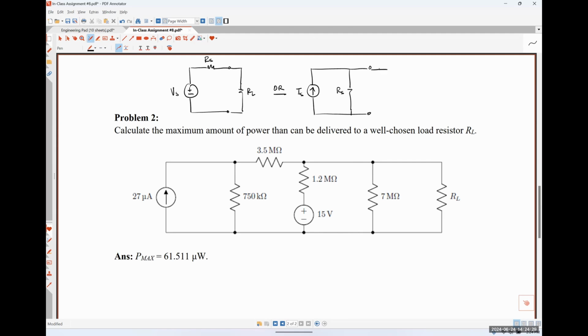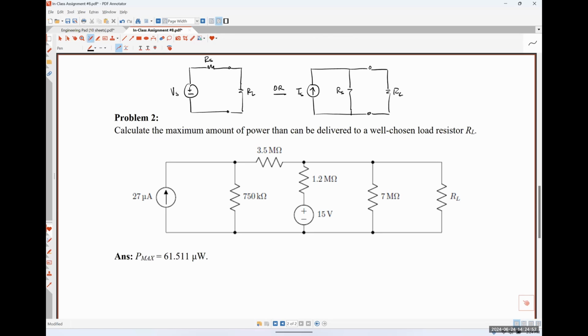In parallel with our resistance RL. And we are just going to use source transformations and then resistor combination techniques in order to make this large, ugly looking circuit look like one of these two options, okay? So that's our ultimate goal.